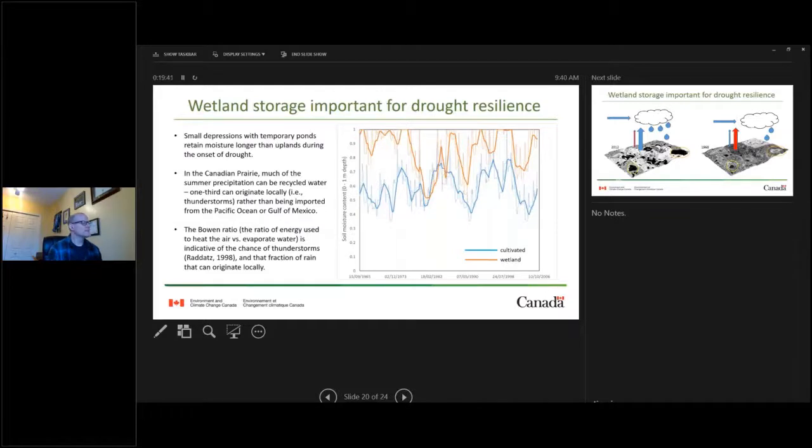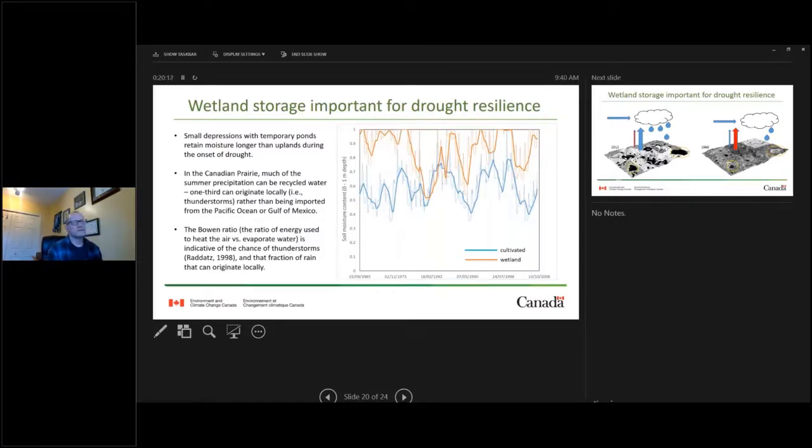And this is really important because on the Canadian Prairie, much of the summer's precipitation comes from recycled water, basically thunderstorms. So convective heating of the ground evaporates water from what's in the soils or in depressions, lifts it up into the air, and you create thunderstorms. So maybe up to a third of the rain comes from these local sources rather than being brought in from the west, from the Pacific Ocean, or up from the south from the Gulf of Mexico.